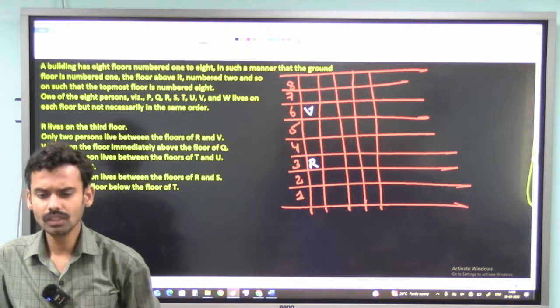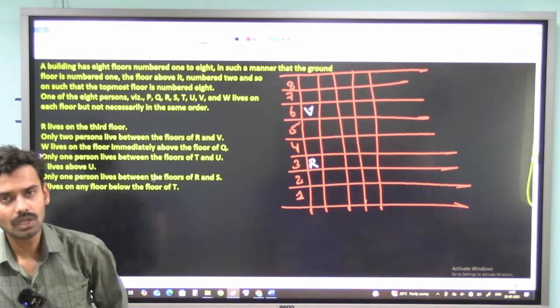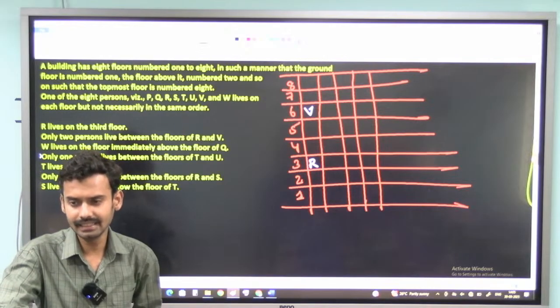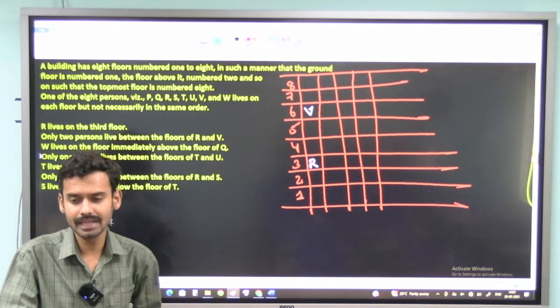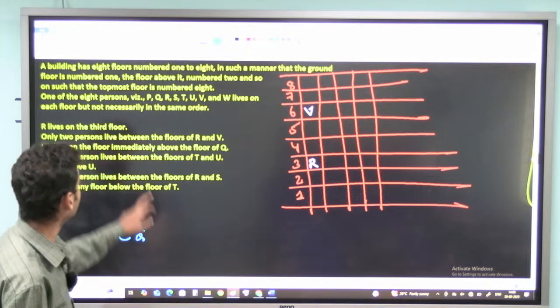Next, W lives on the floor immediately above the floor of Q. But as of now, I don't know where W is and where Q is. So let me write this as an indirect hint, because there are many possibilities. That is, W is living on the floor immediately above the floor of Q.